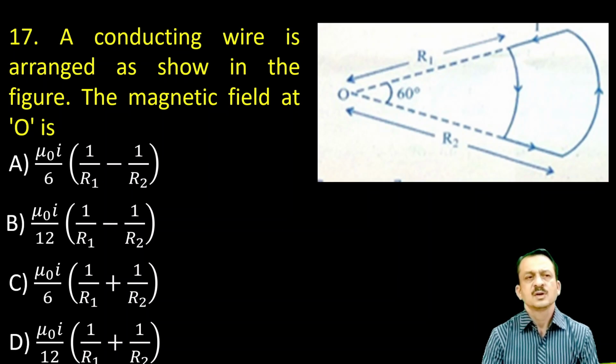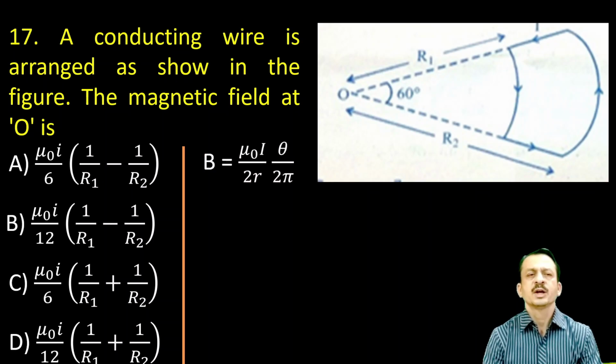Now this conducting wire is having 4 segments, 2 straight and 2 arced. Now remember here, the 2 straight segments are in the same line as the point, which means they are parallel to the line element. Hence they will not contribute to the magnetic field. Only the arcs will contribute to the magnetic field. Now we know the expression for the magnetic field due to a circular arc is given by the formula B is equal to mu naught I divided by 2R into theta by 2 pi.